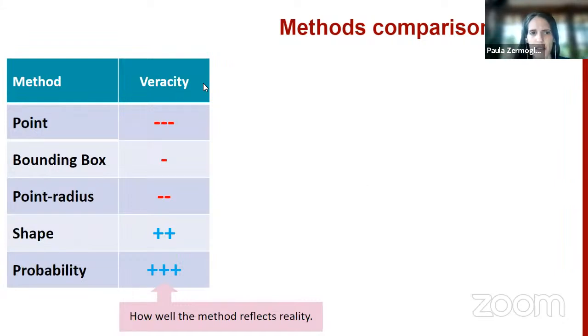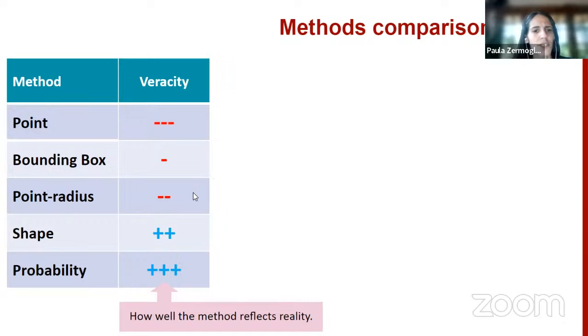So let's make a quick comparison between all the methods that we have mentioned. With respect to veracity of the method, this is how well the method reflects reality. Well, we have seen that the point method is terrible at this because it's giving a single point for a location that always has an extent. In some cases, it's worse than in others, like for whole countries, providing a single point is really terrible. For smaller places it might not be as bad, but in general terms, the veracity of the point method is very bad. On the other extreme, we have the probability method, which is the best at representing or reflecting reality.